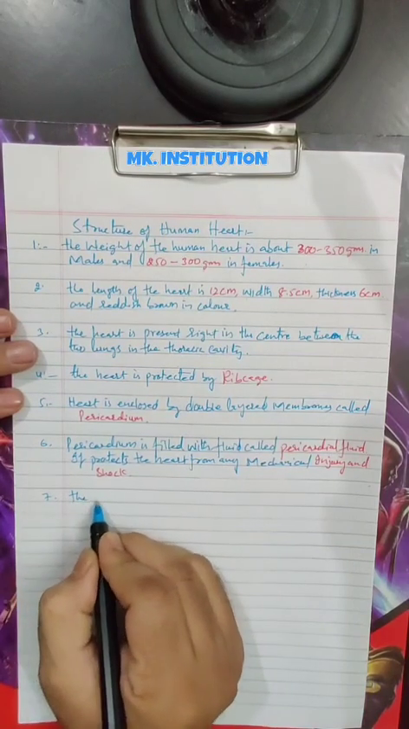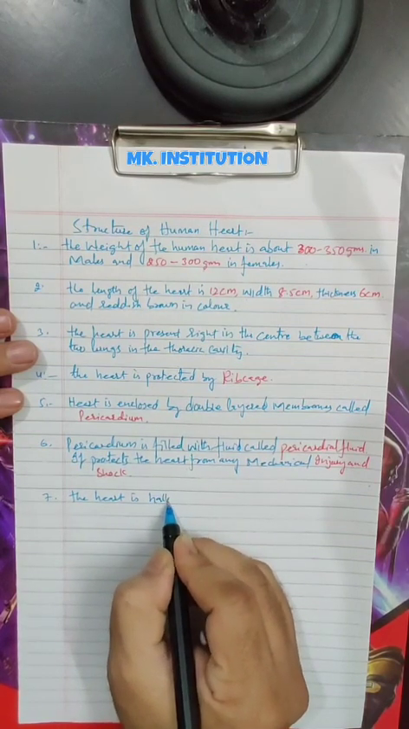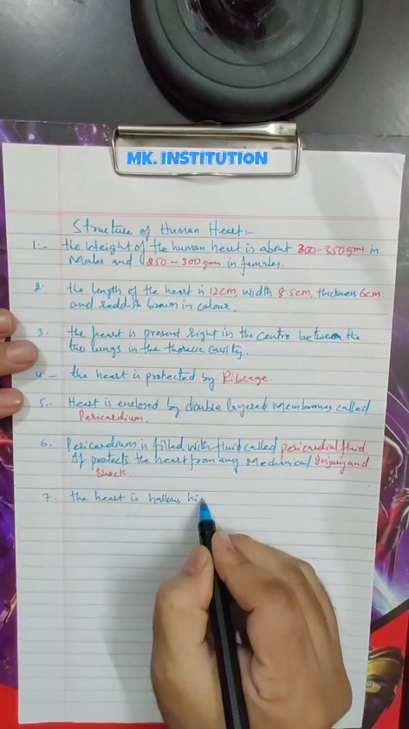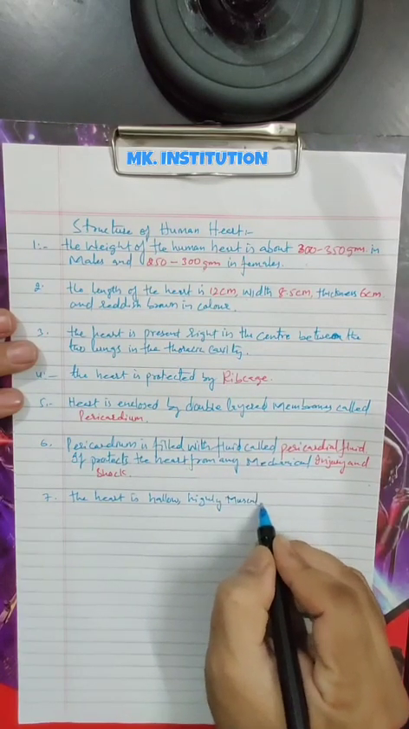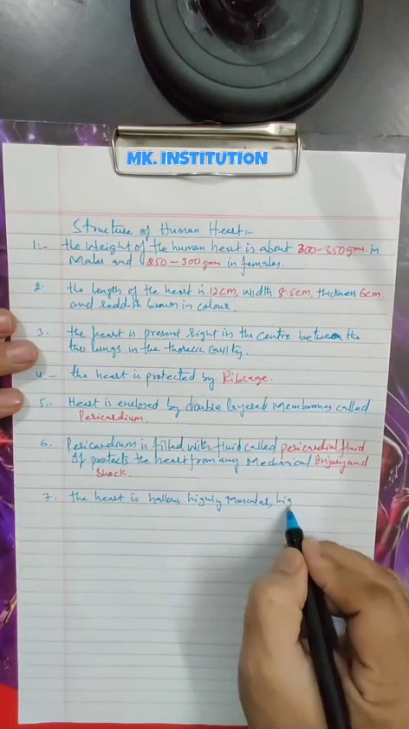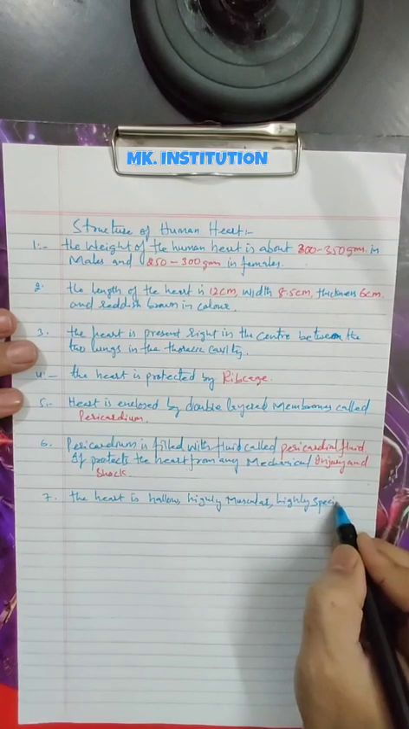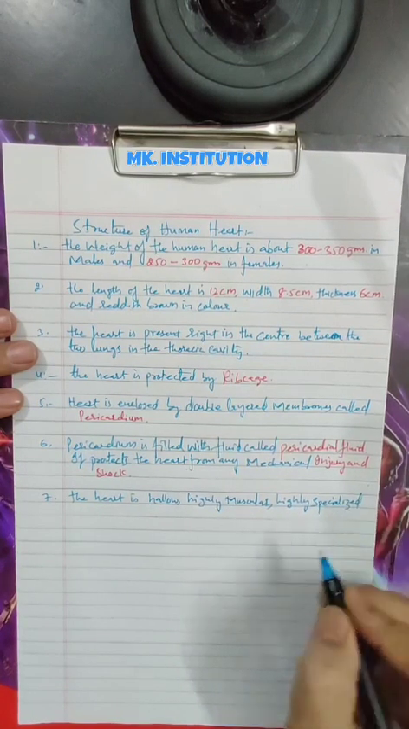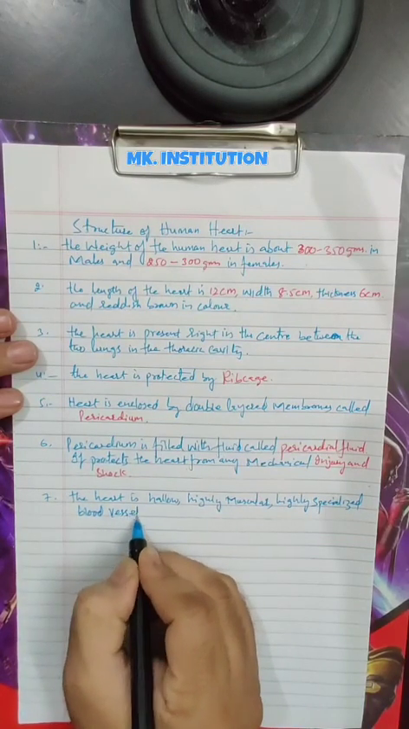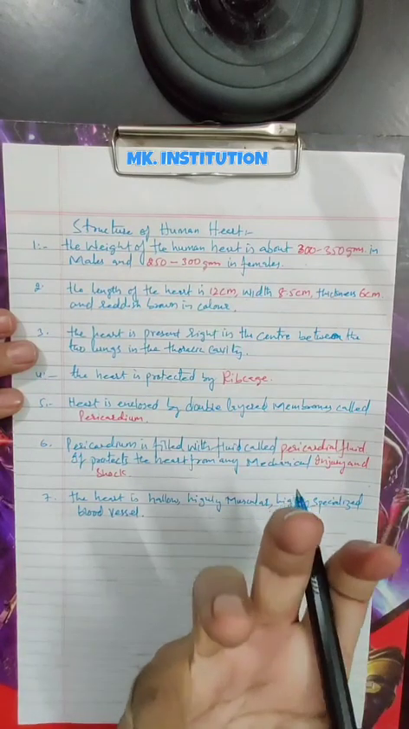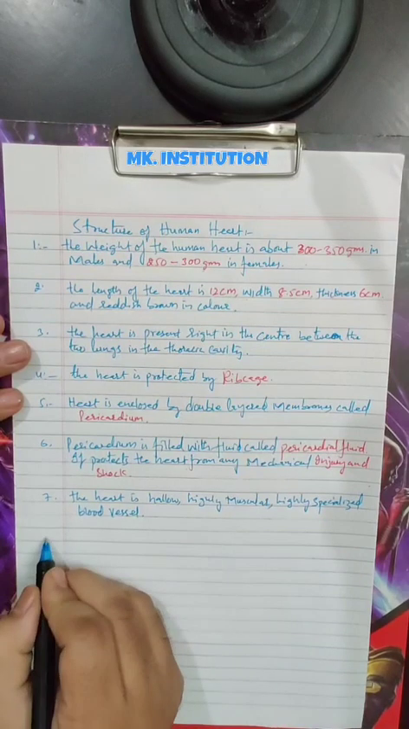Then 7th one, the heart is a hollow, highly muscular and highly specialized blood vessel. Clear, it's a blood container here. Hollow one, it doesn't have any bone at all.